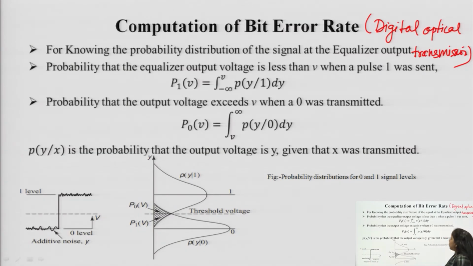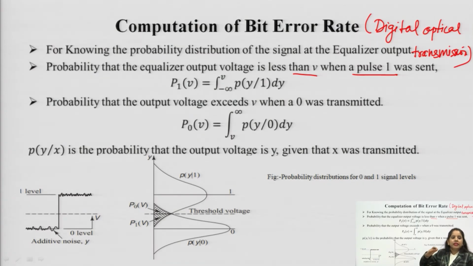So, the probability that the equalizer output voltage is less than V when a pulse 1 is sent. Already we have seen that in the decision making circuit, we compare the incoming signal with some threshold value. If the incoming signal is above that threshold value, we receive a 1 at the output. And if the incoming signal is below that threshold value, we get a 0 at the output. This threshold value is set in between the 0 and 1, or we can say in between the maximum level and the lower level. That is why it is said the probability that the equalizer output voltage is less than V, that means less than some threshold value.